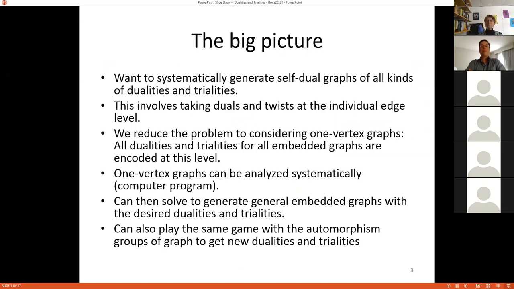Okay. So the big picture here is that we want to systematically generate self-dual graphs of all kinds of duality and triality, so not just geometric duals. This is going to involve taking duals and twists at the individual edge level, not just globally.